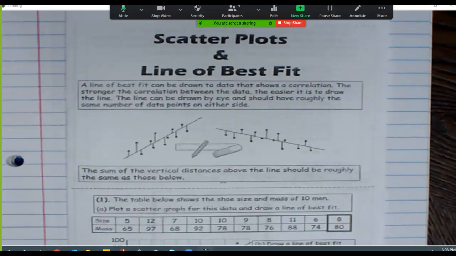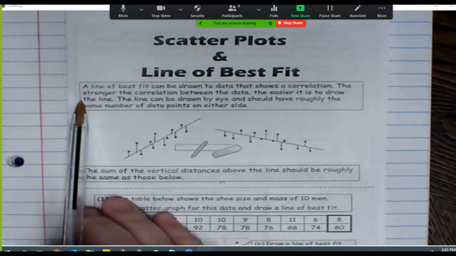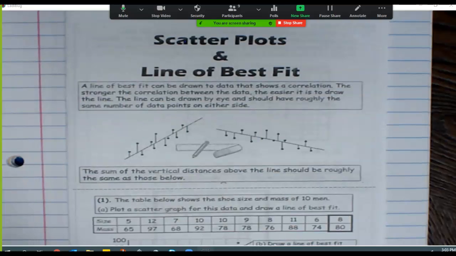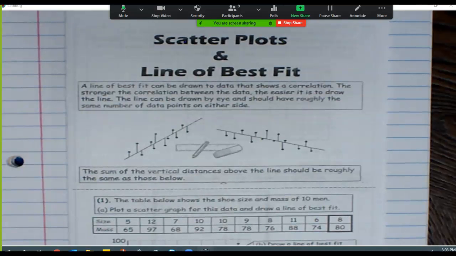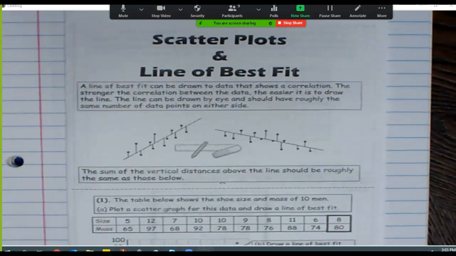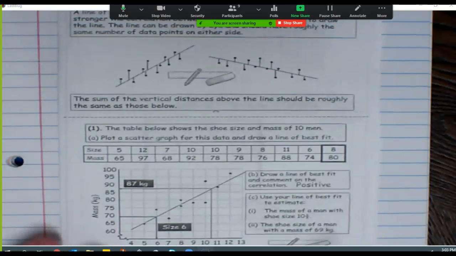Okay, so today we're going to be talking about scatter plots and something called the line of best fit. Reading here, a line of best fit can be drawn to data that shows a correlation. The stronger the correlation between the data, the easier it is to draw the line. A line can be drawn by eye, and it should have roughly the same number of data points on either side. So let's look at this example that they have down below.